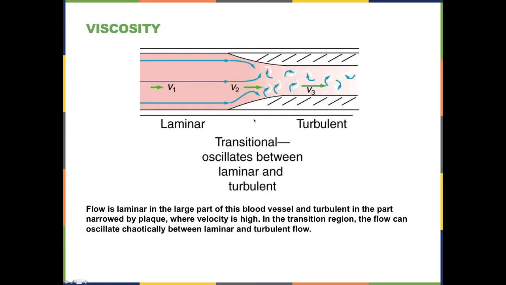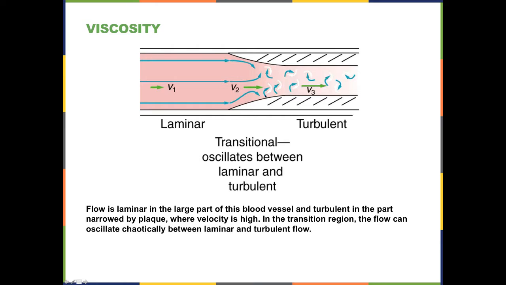Now what that means is that if you have, this is a situation of a normal blood vessel here, and you have mostly laminar flow. But if you have a narrowing, like here, then the velocity increases and you have turbulent flow.